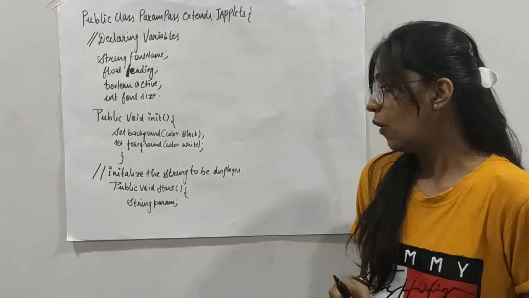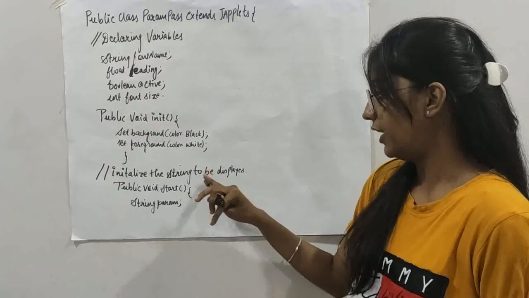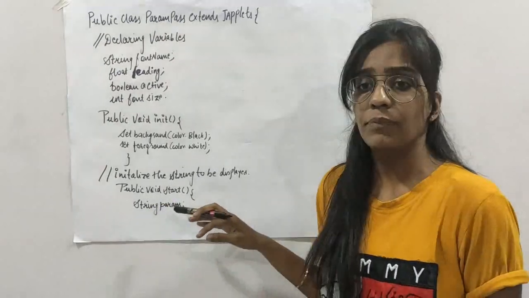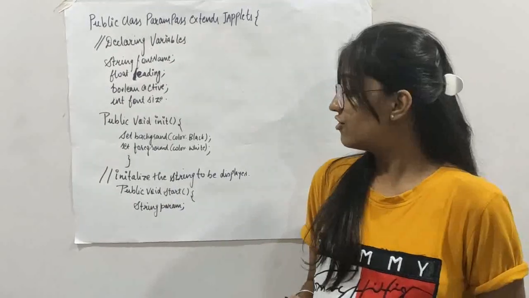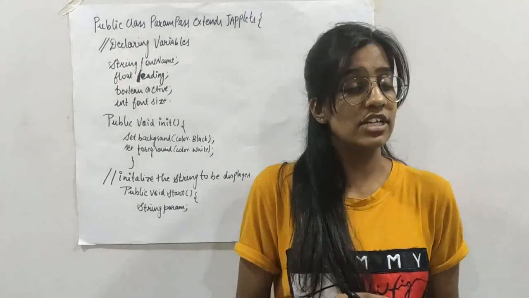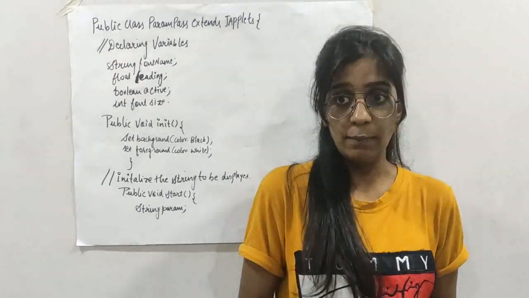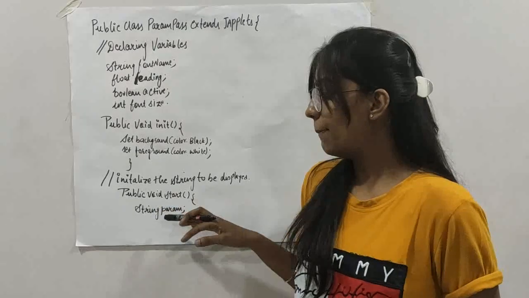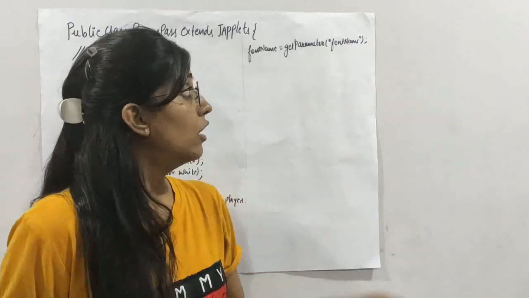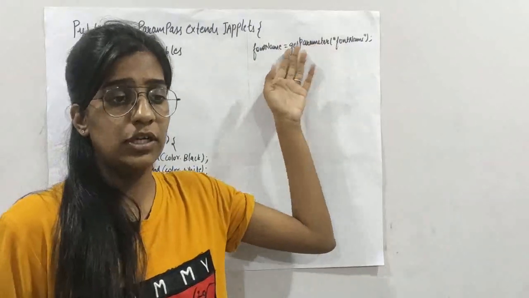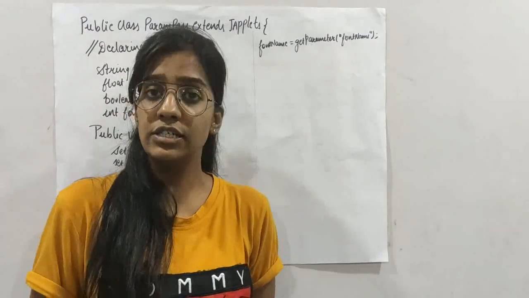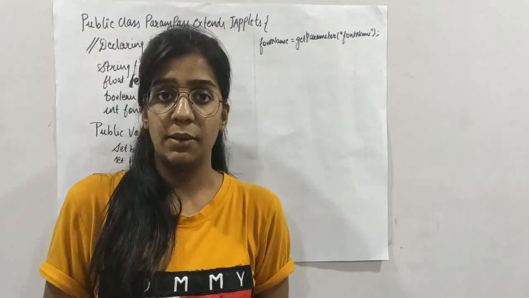Now we are going to initialize the string to be displayed, that is public void start, string param. Now we have started our applet. After starting our applet, we have initialized the string param, which is used to fetch the parameters from the HTML code. In this, fontName equals getParameter fontName. Here we have used the getParameter function to fetch the font name from our HTML code.